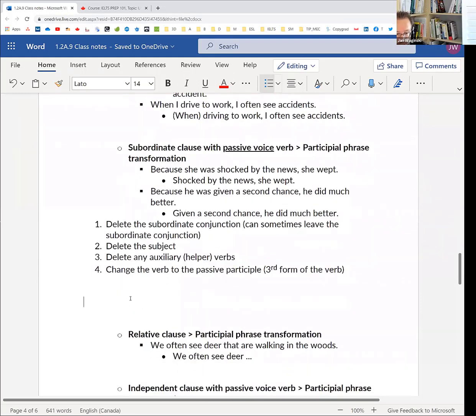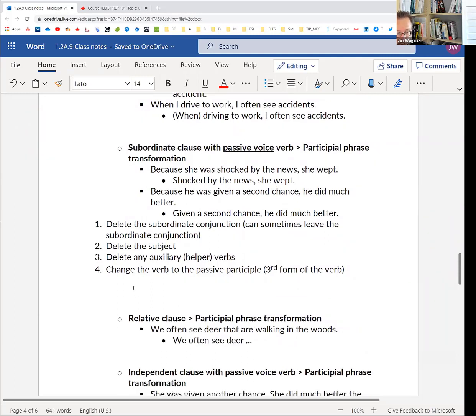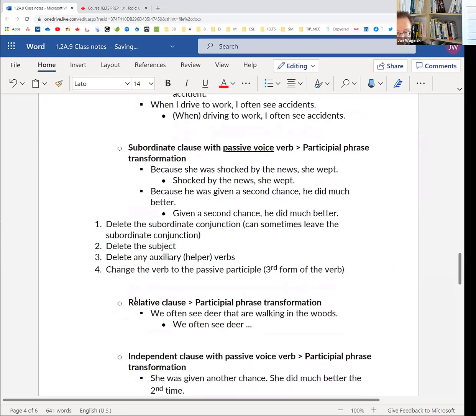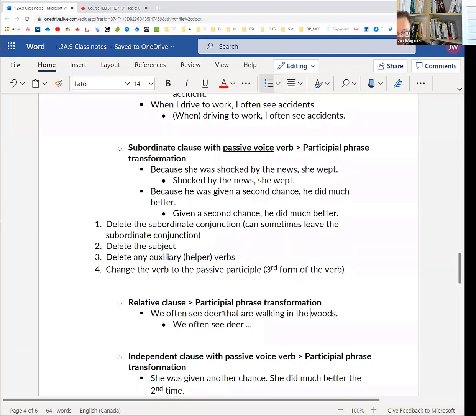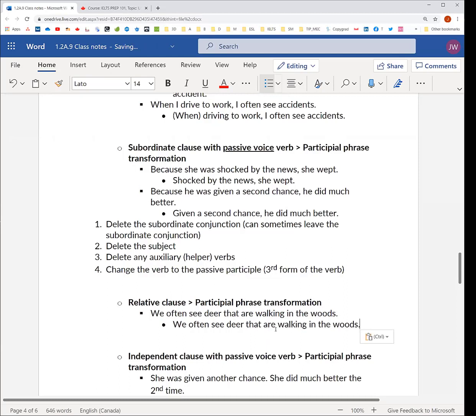And let's look at the same thing in a relative clause. And spoiler alert, the form of the participial phrase is exactly the same. We often see deer that are walking in the woods. Zubi? Yep. Okay. What do we need to do here? The second part or first part? The second part. You don't touch the independent clause.